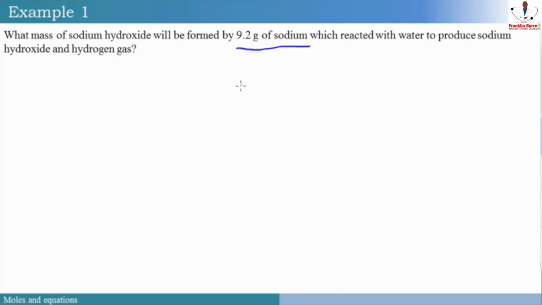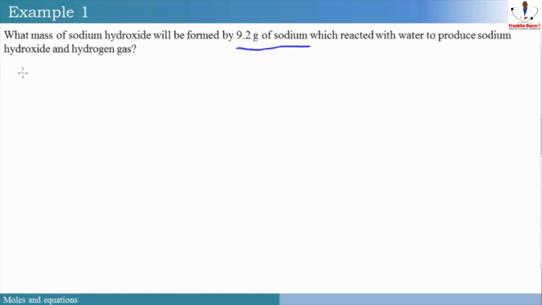Now we are going to write our balanced equation. Then we are going to convert this mass of sodium into moles. Then we'll use the mole ratio between sodium and sodium hydroxide to find the moles of sodium hydroxide, after which we will convert moles of sodium hydroxide into mass of sodium hydroxide. And that would conclude our question. Let's first start by balancing our equation.